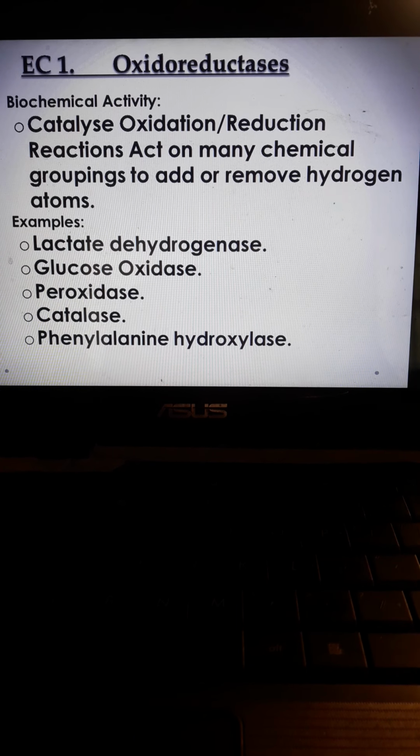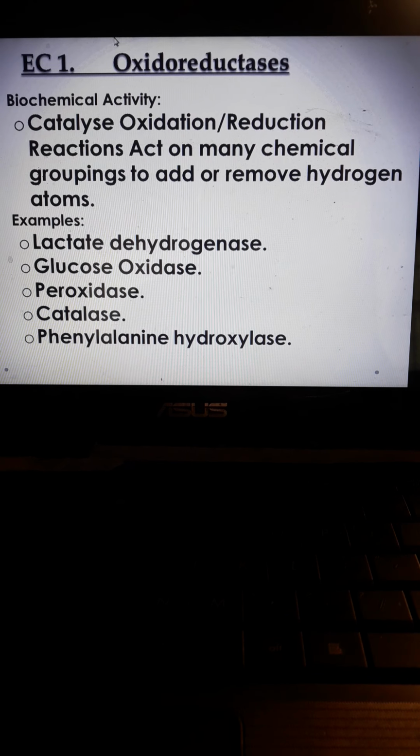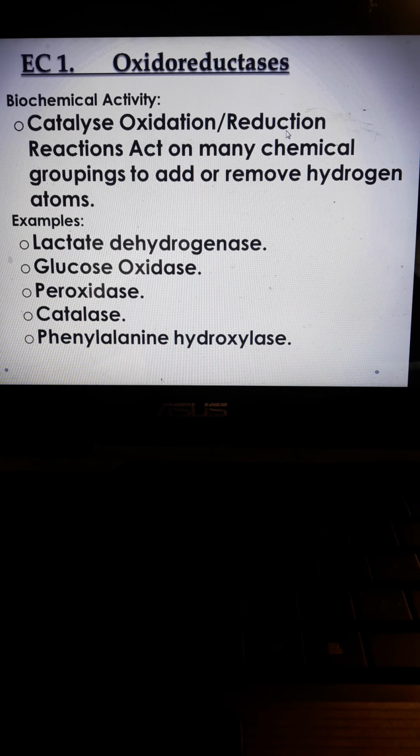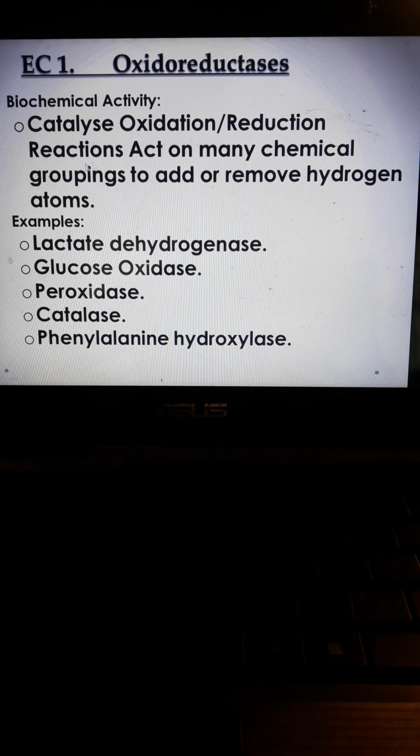Again, to continue with our discussion of enzymes, we have the enzyme class oxidoreductase. The biochemical activity is the oxidation-reduction process. When you say oxidation, that is addition of oxygen or removal of hydrogen, and reduction is removal of oxygen and addition of hydrogen atoms. These reactions act on many chemical groupings to add or remove hydrogen atoms.